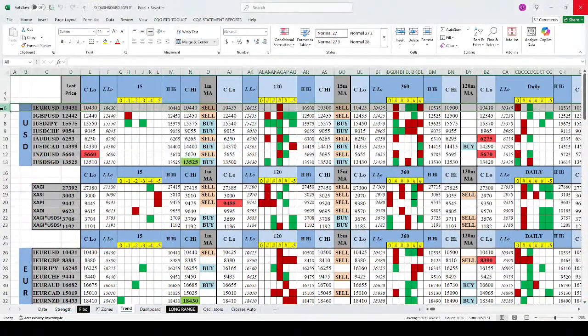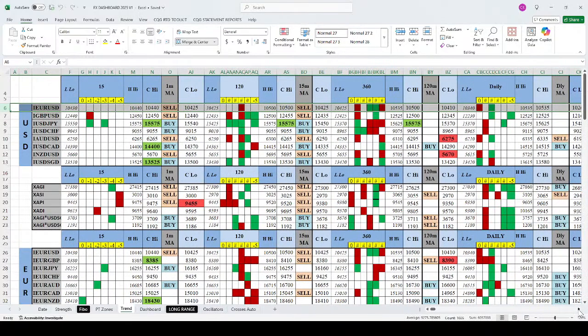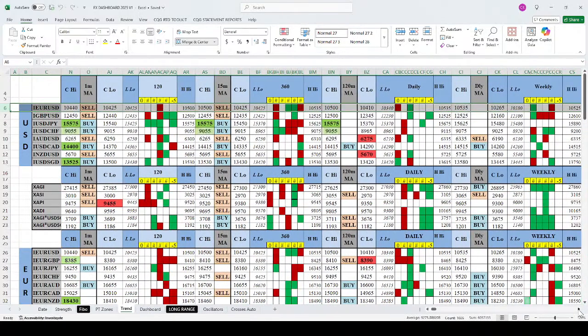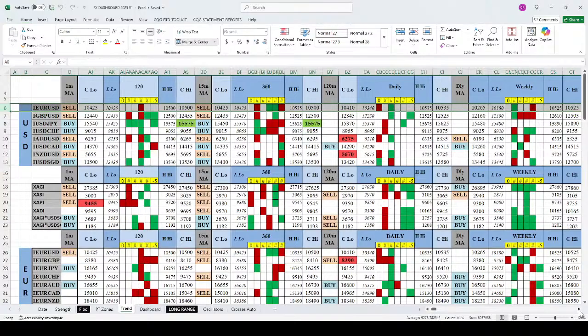Let's start off with euro dollar. Looking at the trend on the hourly, this is flat with the downside view. 360 is also flat with the downside view. Daily is a down move, and weekly is flat, which means this downside is going to be limited. The levels where we need to pay attention are 10410, which is your daily critical low, and the next level is 10340.